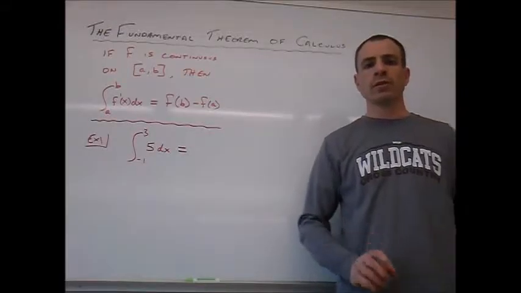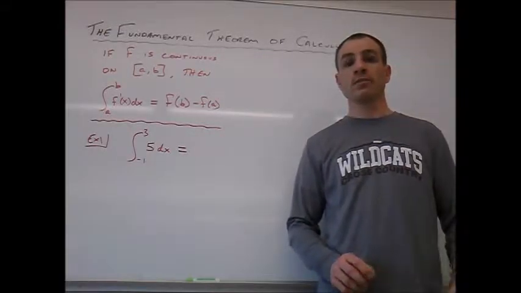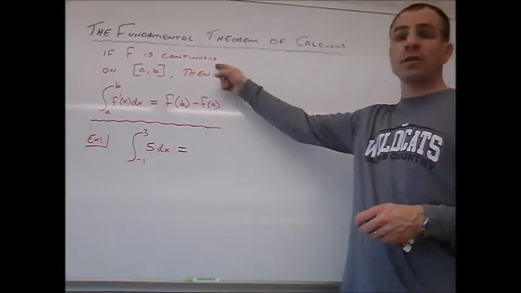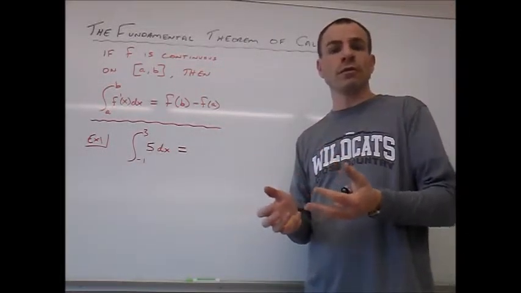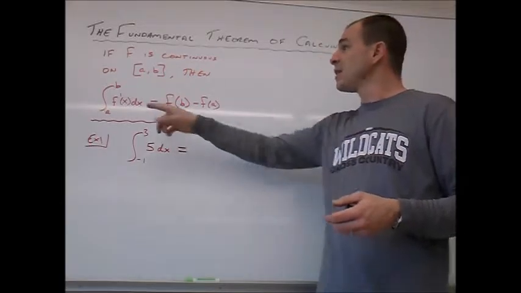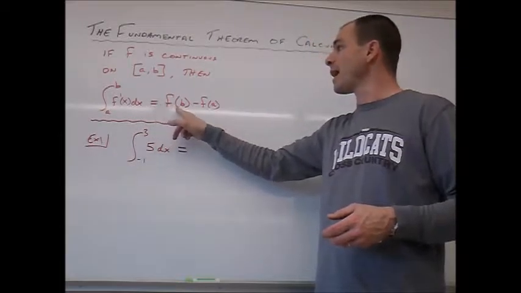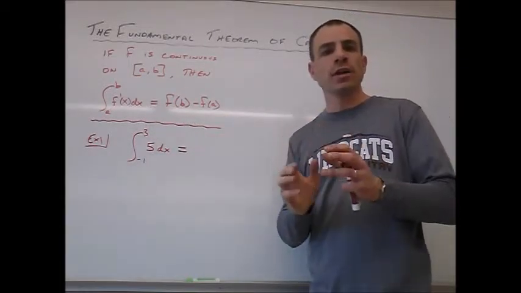Okay, here's a quick little example involving the fundamental theorem of calculus based off of some information which we already know. So again, our fundamental theorem of calculus says we need f to be continuous on the closed interval from a to b, and if that's the case, then the integral from a to b of f prime of x dx will be equal to f of b minus f of a. So let's look at an example.